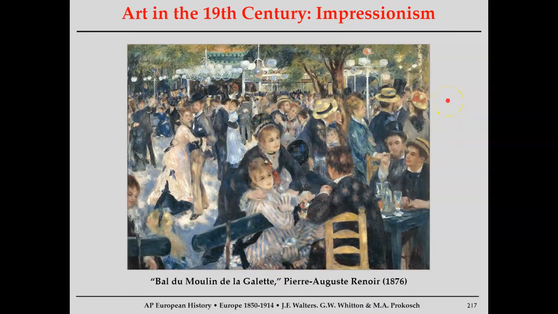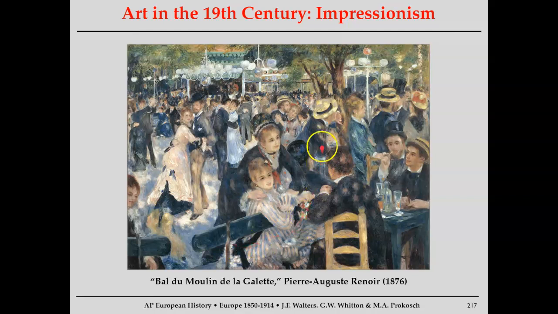One of my favorite paintings of all time. So Renoir is probably the second most famous Impressionist of the period, and this painting, Bal des Moulins de la Gaillette, is essentially an outdoor dance in a cafe park region in Paris, and I think it's so cool. First, let's look at it from what social classes we see.